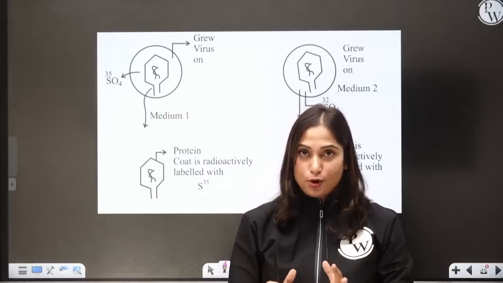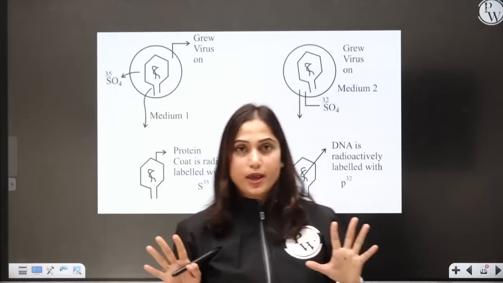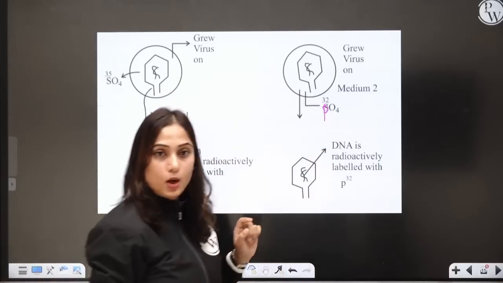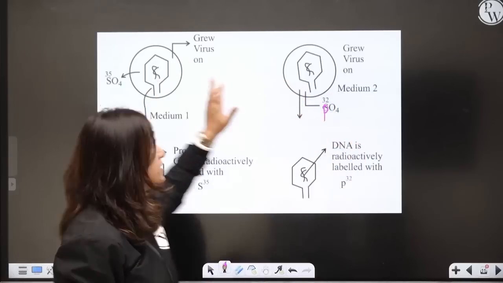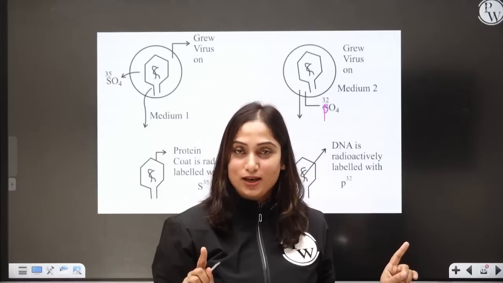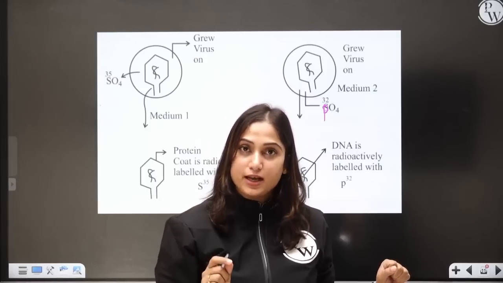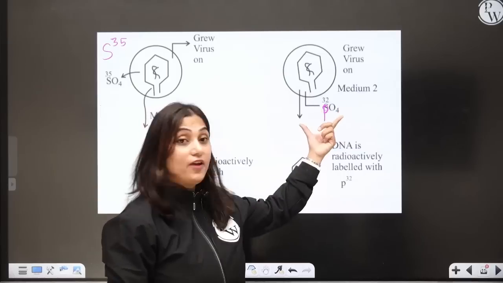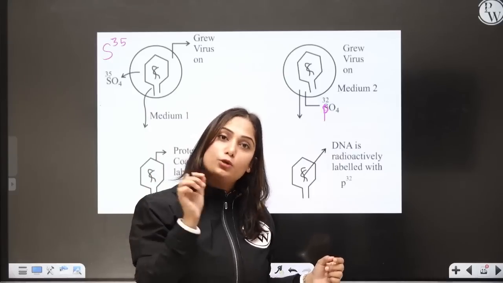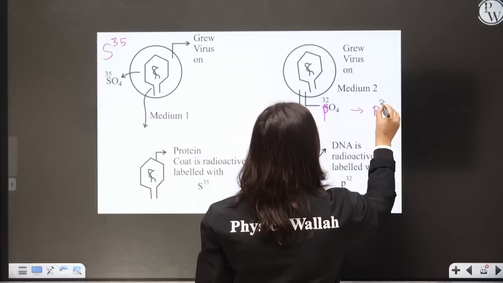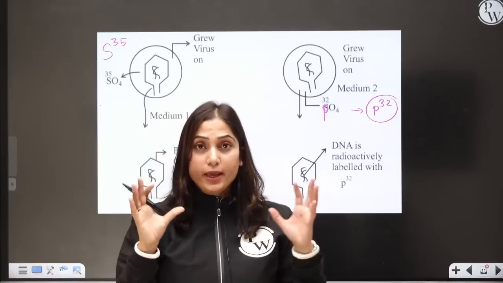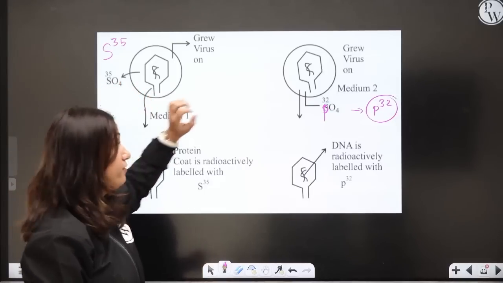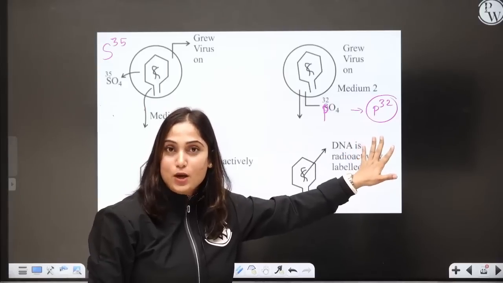So for that, what they did, they took two mediums. One medium contained sulfate and the other medium contained phosphate. But the sulfate in this medium is not the normal one, but the radioactive isotope of sulfur, that is S35. And the phosphate in this medium is not the normal one, but the radioactive isotope of phosphorus, that is P32. When they grew the bacteriophage in the medium containing sulfate having S35 and the medium containing phosphate having P32, then what happened?